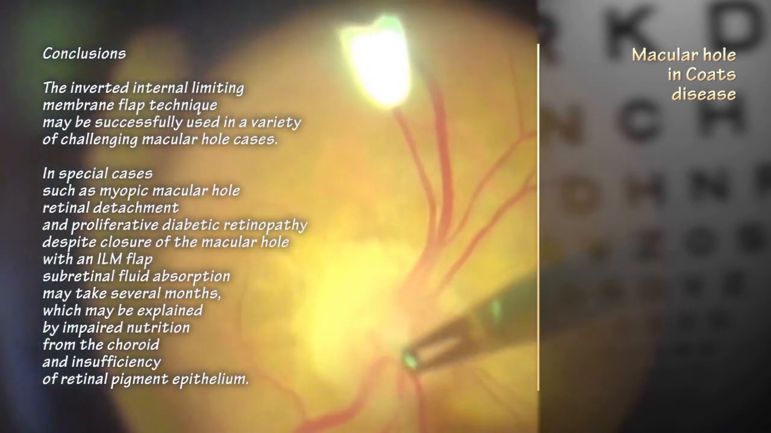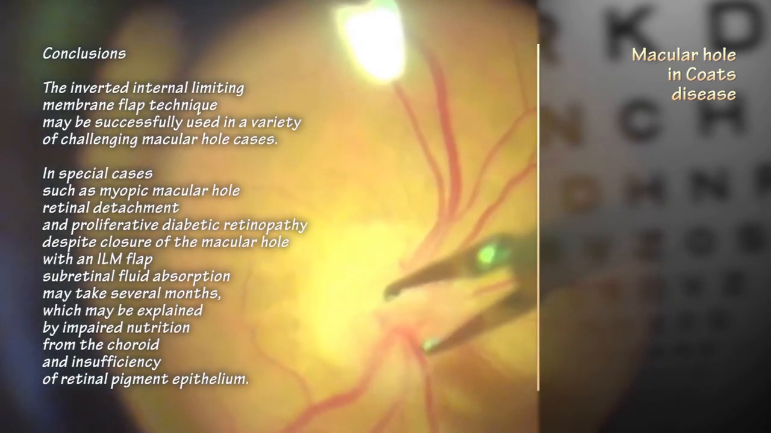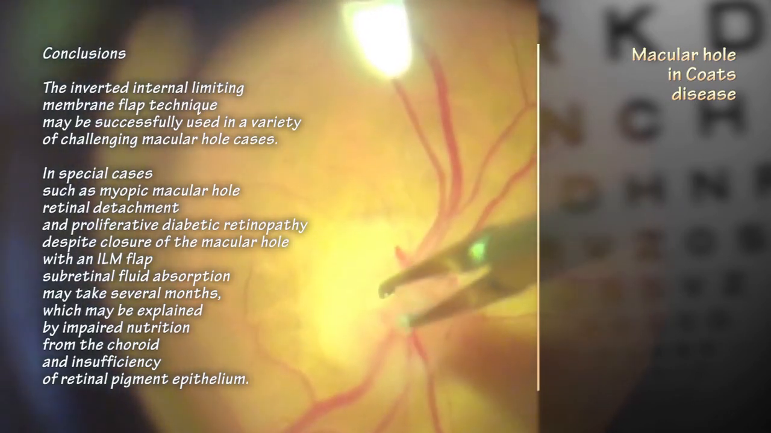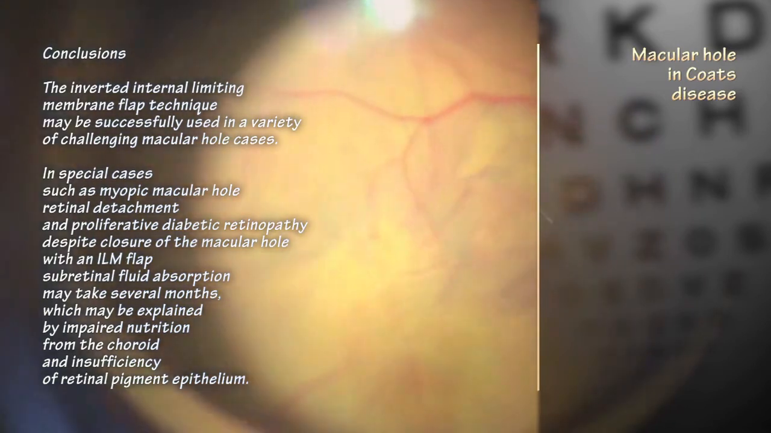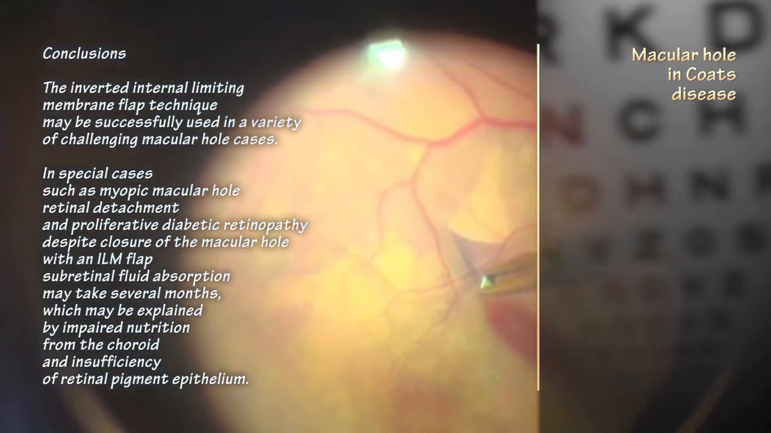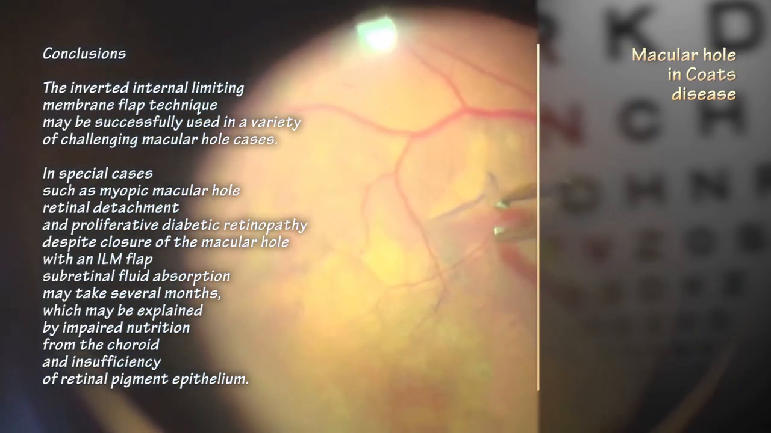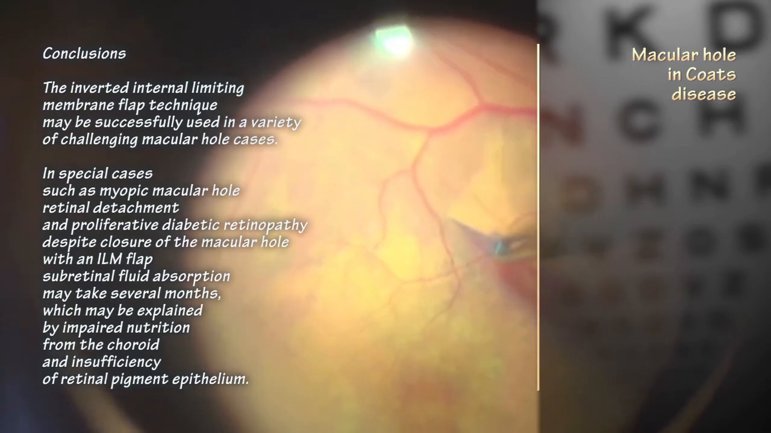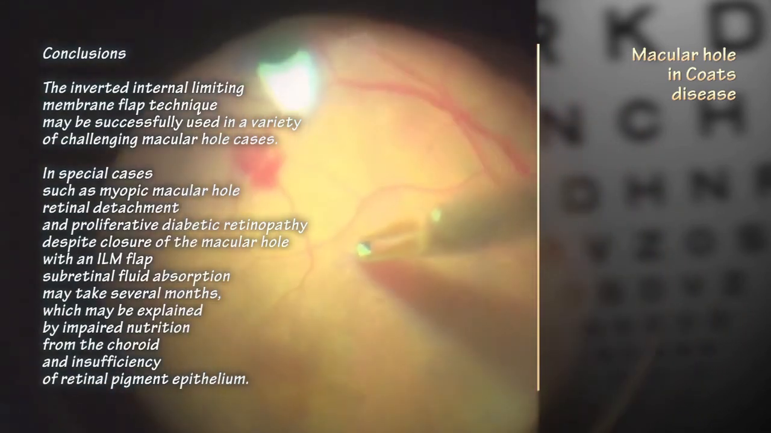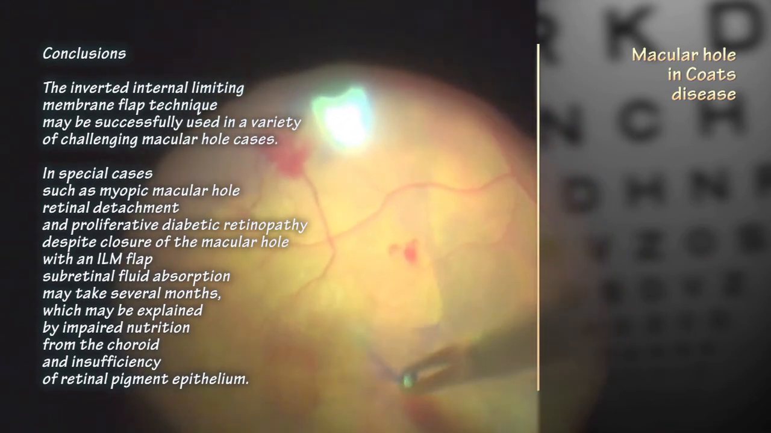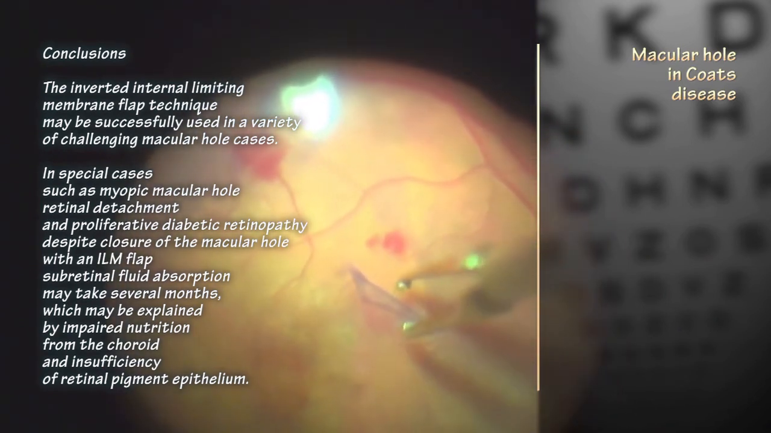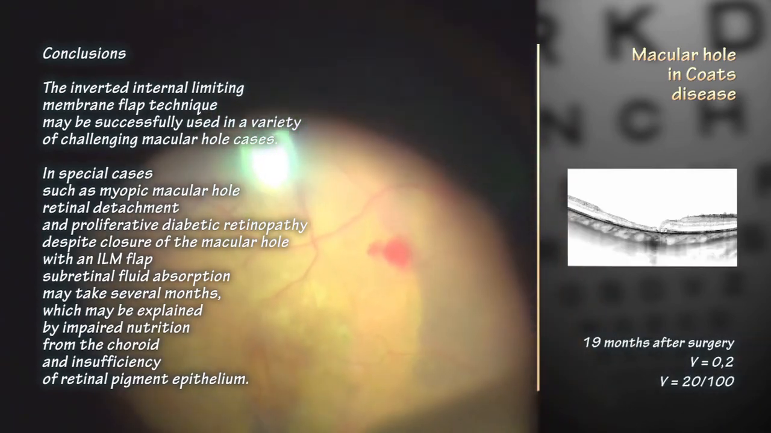Conclusions. The inverted internal limiting membrane flap technique may be successfully used in a variety of challenging macular hole cases. In special cases such as myopic macular hole retinal detachment and proliferative diabetic retinopathy, despite closure of the macular hole with an ILM flap, subretinal fluid absorption may take several months, which may be explained by impaired nutrition from the choroid and insufficiency of retinal pigment epithelium.